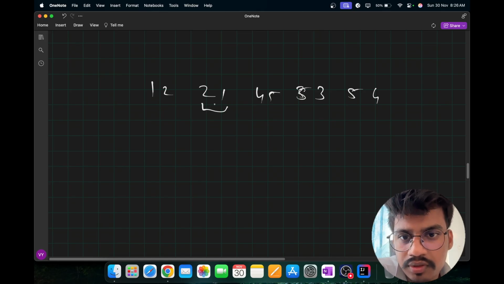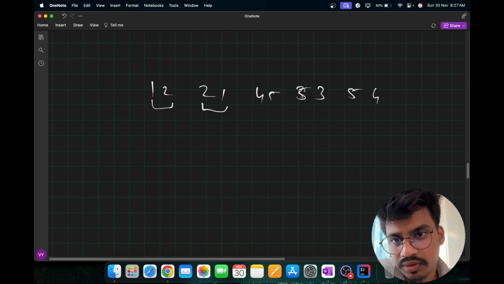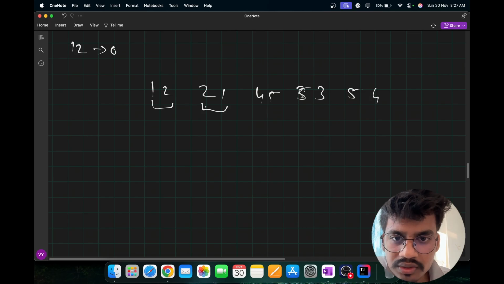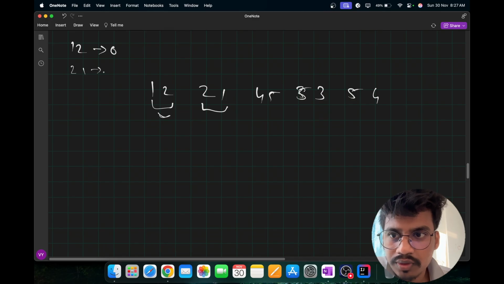If I have seen the reverse of this... No. So let's add 1 2 and its position is 0. Its reverse is 1 2. Where have I seen it? I have seen it just here. So it is 4 2 1, it is 1. And my answer currently is 1, the difference between these.